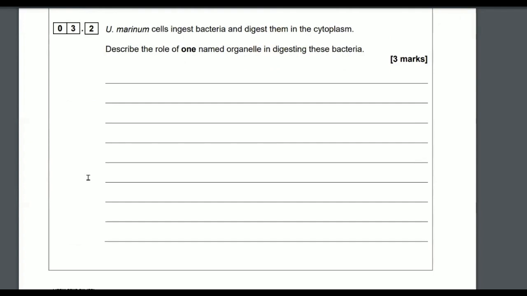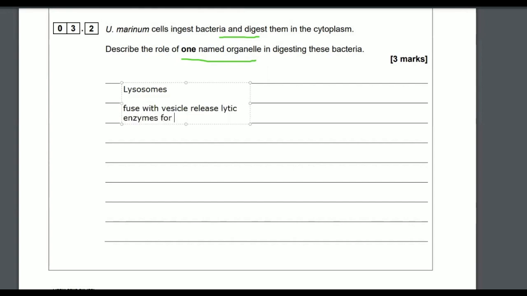Okay, 3.2. Marinum cells ingest bacteria and digest them in their cytoplasm. Describe the role of one named organelle in digesting these bacteria. So you just got to name an organelle. So just think about the white blood cells and how our white blood cells digest bacteria. And you're applying your knowledge here. So this is an application question. You should be able to spit this out, the whole phagocytosis, and you just need to talk about that.